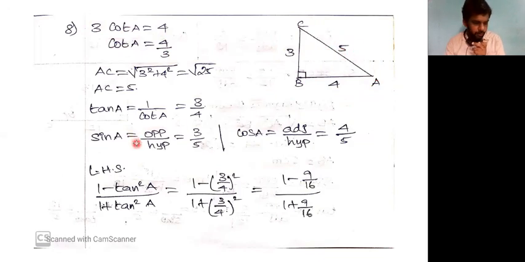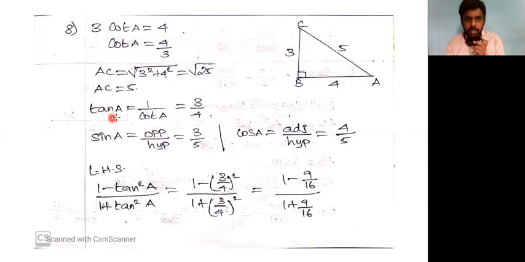So first, we have to check whether (1 minus tan square A) whole divided by (1 plus tan square A) is equal to cos square A minus sin square A or not. We have to check whether these two are equal or not. So we'll be finding LHS separately and RHS separately. For that, we need to know sin A, cos A and tan A.